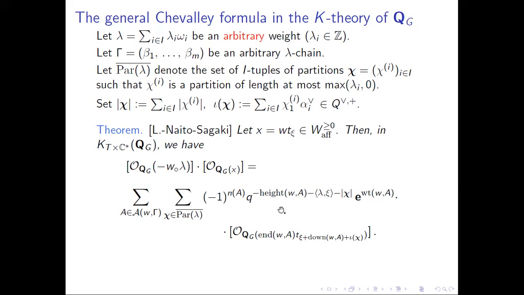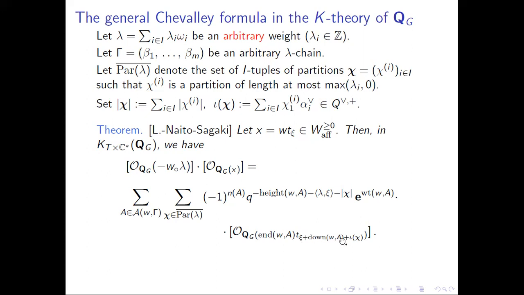And then you see these statistics that I introduced here on the quantum alcove model. N of A counts the number of negative roots in an admissible subset. You have the height of the pair WA. W is the finite Weyl group part of the affine Weyl group element X. And then you have this chi with the bars, and you have the weight of the pair WA, you have the end of the pair WA, the last element in the chain of Weyl group elements.